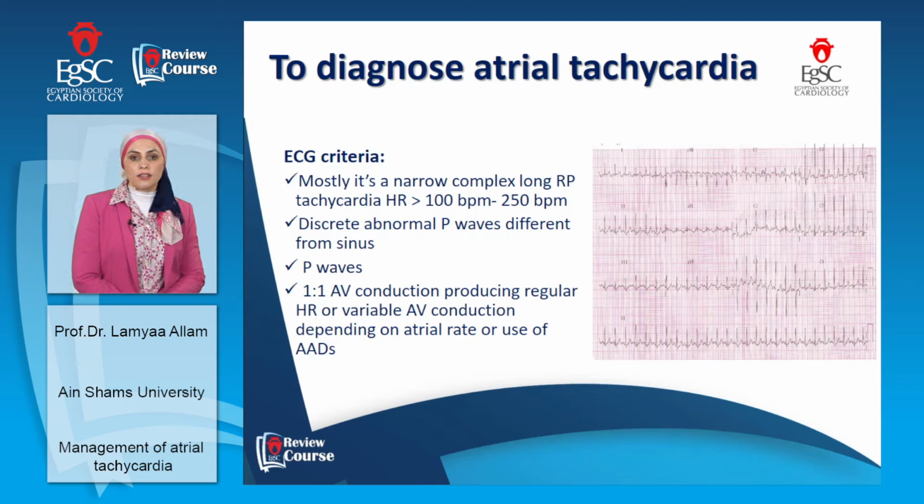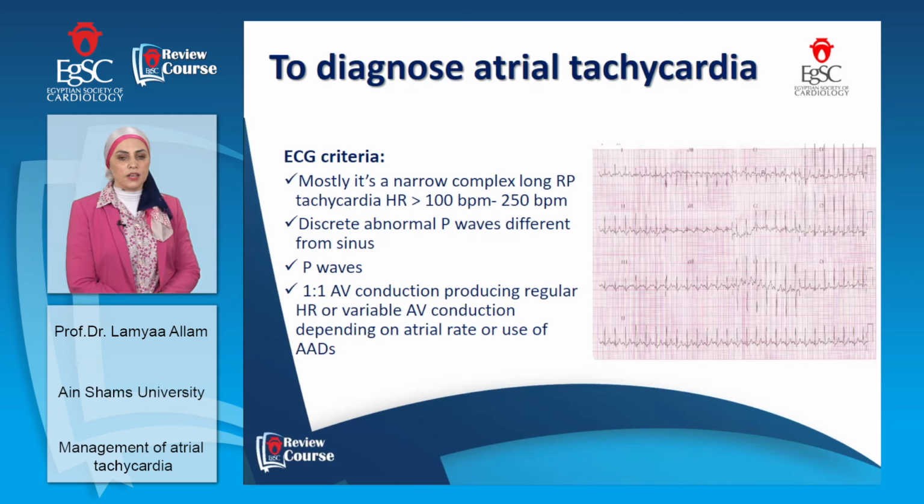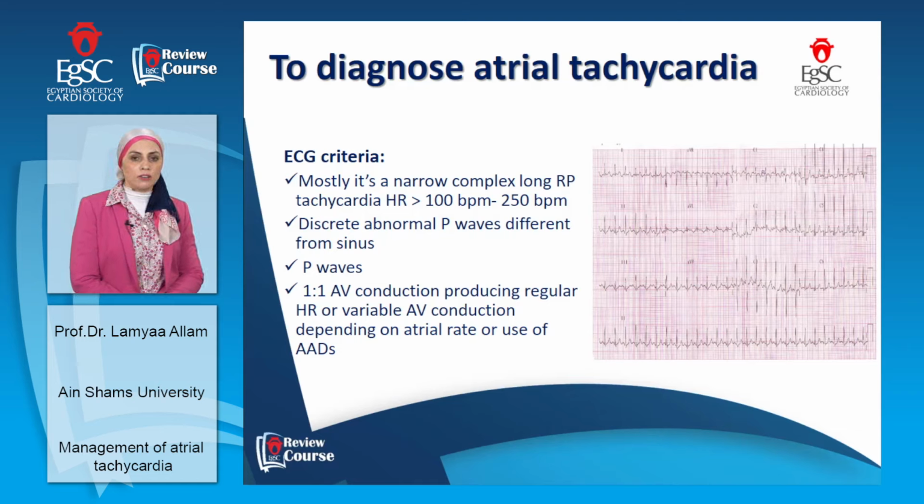The atrial tachycardia is a narrow complex tachycardia, a long RP tachycardia. What is meant by long RP tachycardia? It means that the RP interval is longer than the PR interval on ECG. It is characterized by a heart rate around 100 to 250 beats per minute. And as I said before, we see discrete P waves in the ECG with isoelectric segments separating each P wave from the other.